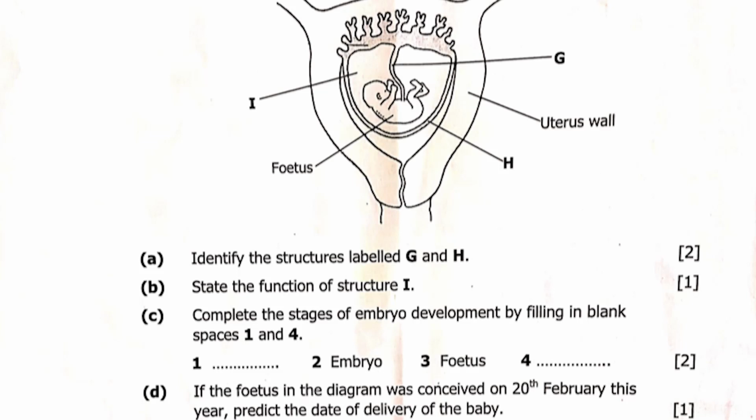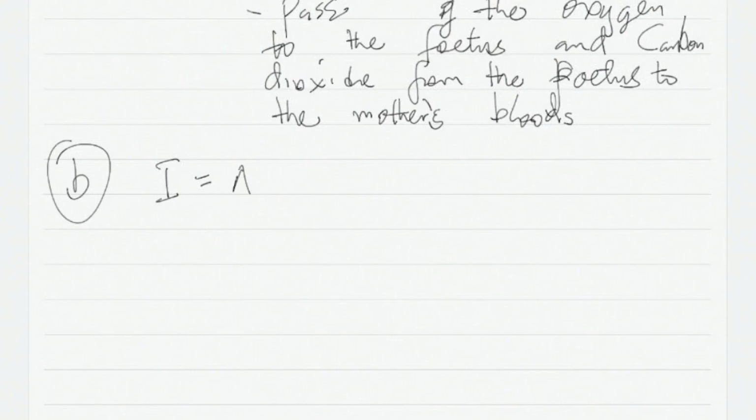Number 1B reads, state the function of structure I. When we look at our diagram, structure I indicates the amniotic fluid. So the function of the amniotic fluid, according to the marks allocated on this question, is 1 mark, meaning they are looking for 1 correct answer.